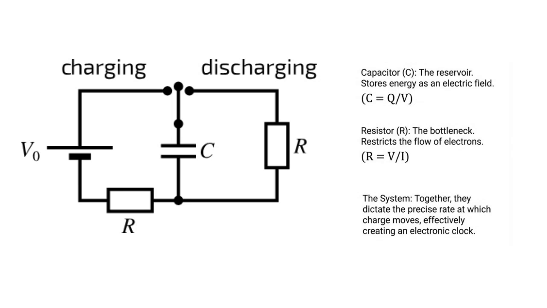Think of the capacitor as a reservoir that stores energy in the form of an electric field, and its capacity is defined by the amount of charge it holds divided by the voltage across it. On the other hand, the resistor acts like a bottleneck, limiting how easily electrons can flow through the circuit, with its resistance being the ratio of voltage to current. When combined, these elements work together to control the exact rate at which electrical charge moves. This is the fundamental principle behind creating an electronic clock.